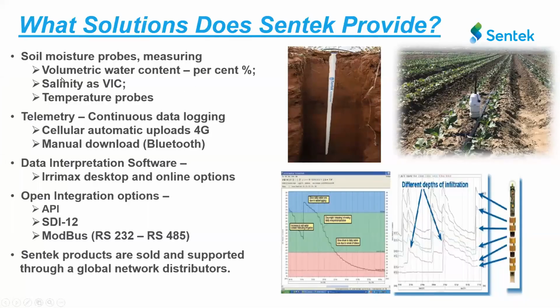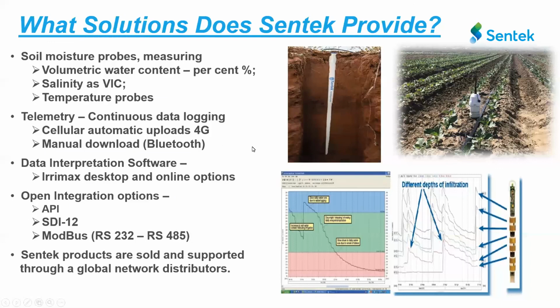Moving forward, here are a few examples of the solutions that we have. The probes are always designed to meet the profile of the root zone. So for example, if I'm growing a vegetable, I probably have a 30 centimeter or maybe a 60 centimeter probe. Whereas if I'm working with a tree crop or even alfalfa, I'd be monitoring all the way down to 150 centimeters. The soil probes measure volumetric water as percent, and salinity as what we call volumetric ion content. All the probes have a temperature sensor every 4 inches, or every 10 centimeters, along the soil profile.